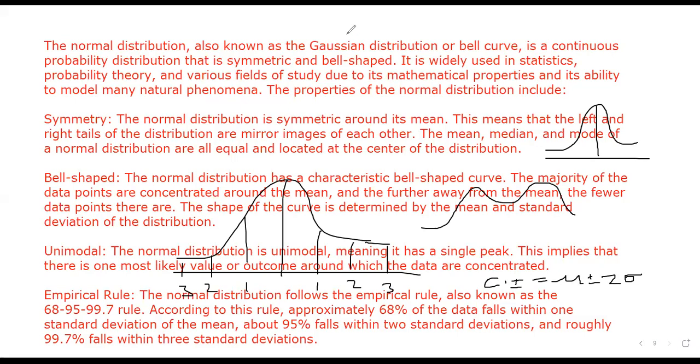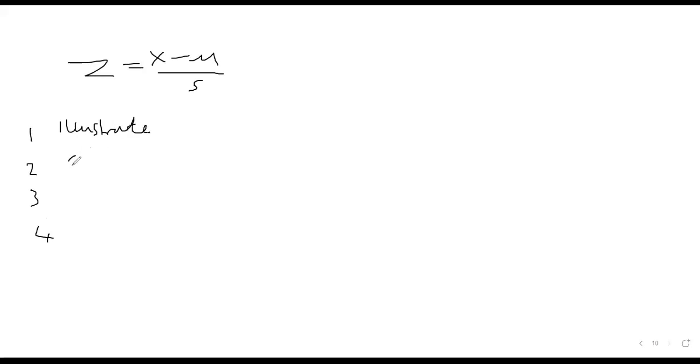So with that being said, we'll go into questions to do with the distribution. So Z is given by X minus mu over standard deviation. There are steps that we need to follow. Number one, we need to illustrate. Number two, we need to shade. Number three, we need to standardize. And number four, we need to apply.